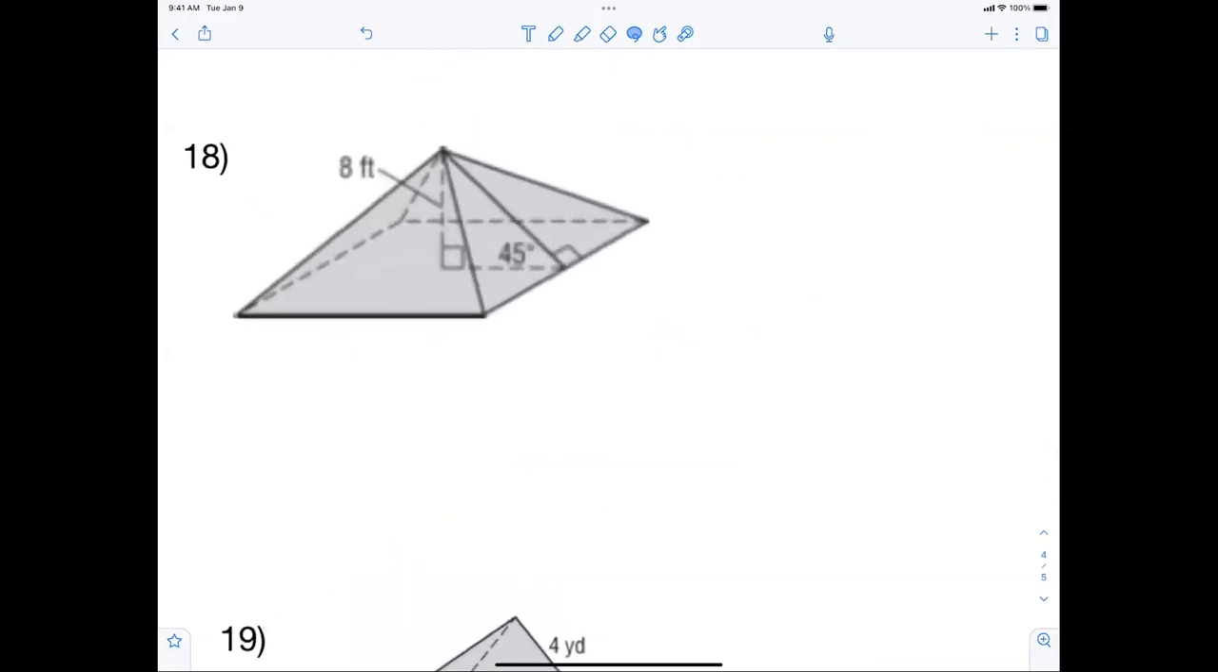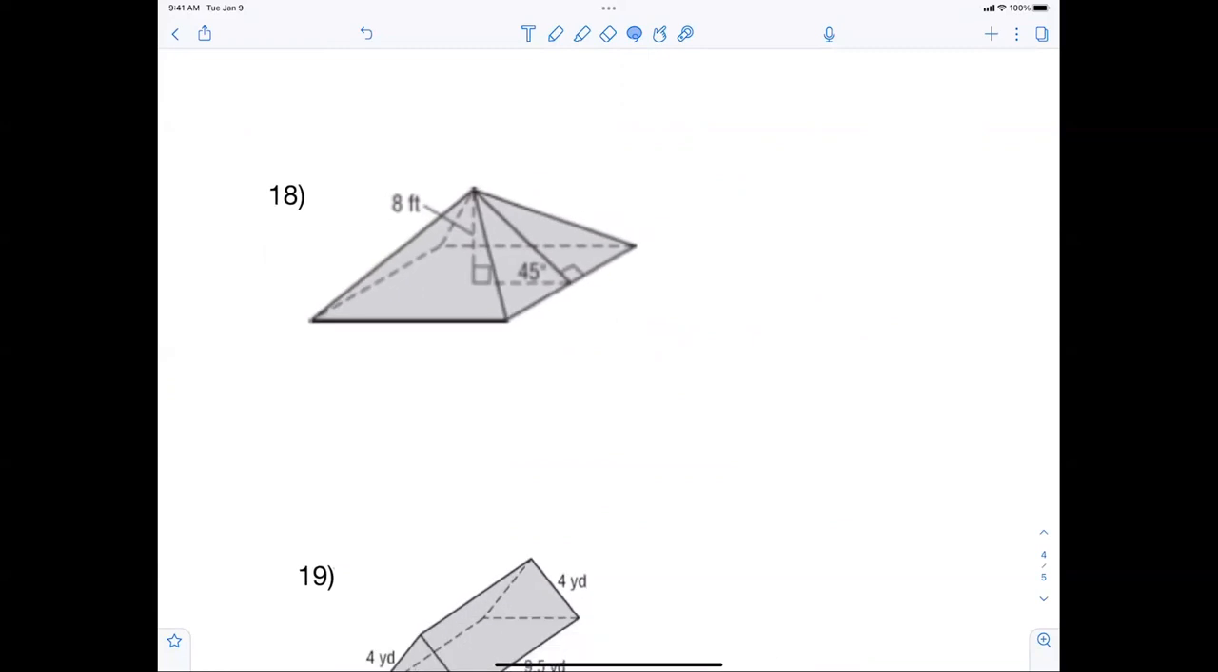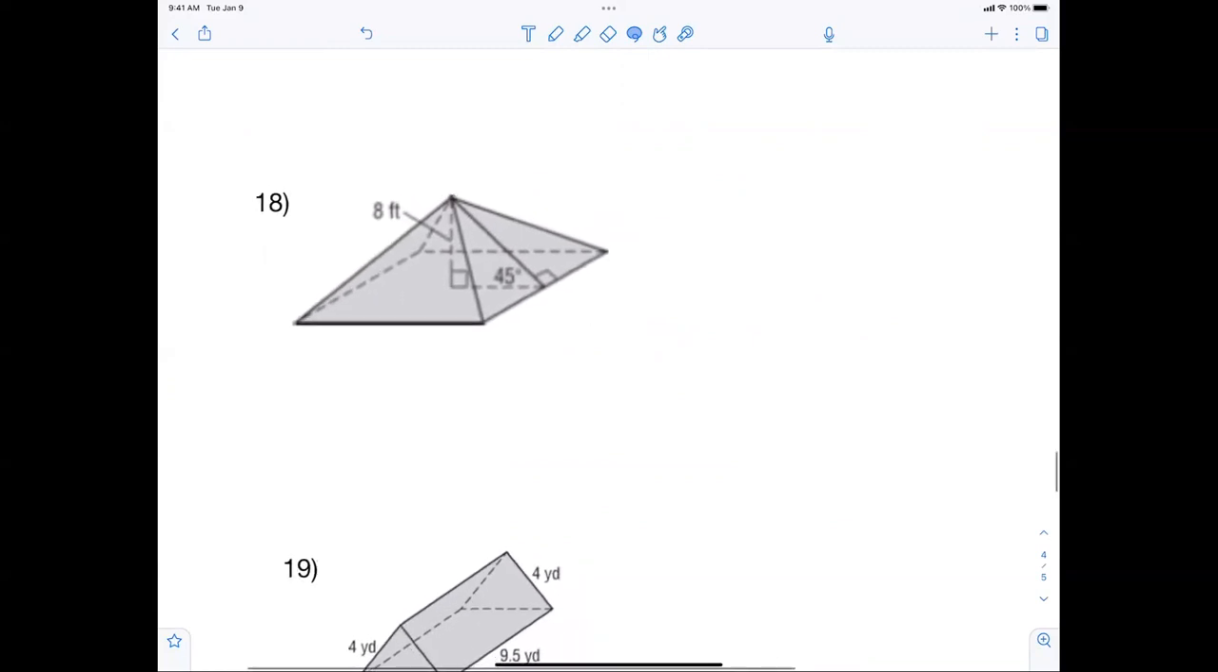Okay, let's look at 18. All right, so I need some help on 18. Come on, I don't want to do this by myself. All right, I need everybody to help me. Let's write the surface area formula, please. Surface area is equal to what? Area of the base plus 1/2 perimeter times the slant height. Beautiful.